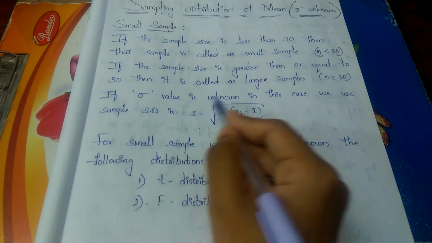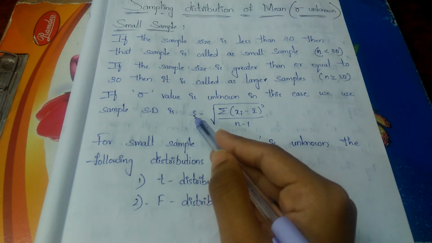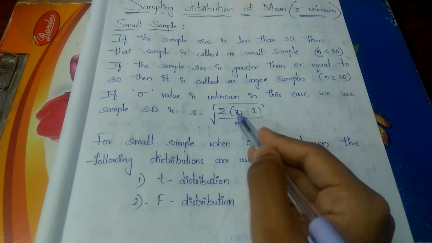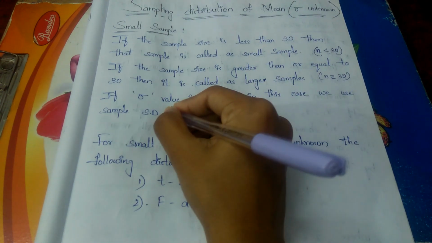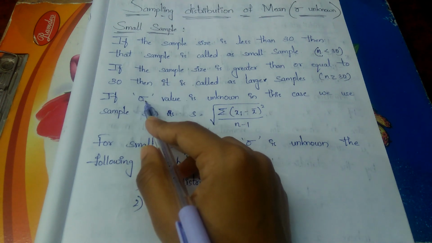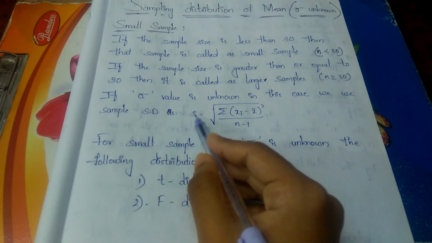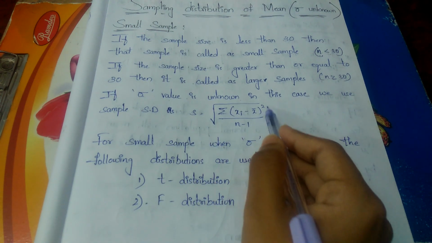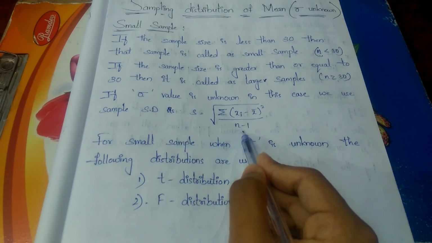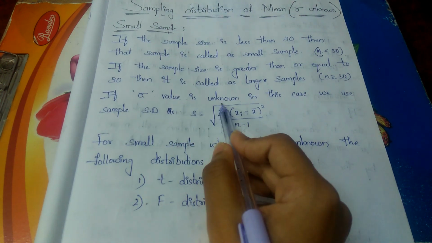So if the sigma value is unknown, in this case we use the sample standard deviation, s equals the square root of sigma of xi minus x bar whole square divided by n minus 1. So if the population standard deviation is not known, then we will use the sample standard deviation formula, represented as s, which equals the square root of sigma of xi minus x bar whole square divided by n minus 1. This formula we have discussed in the starting definitions, the introduction to the third chapter. So this is the formula we will use when the sigma value is unknown.